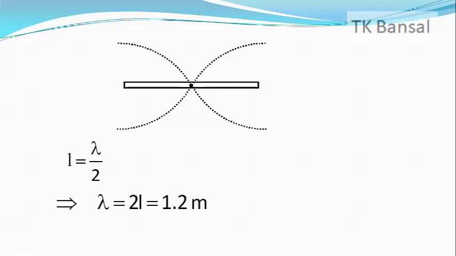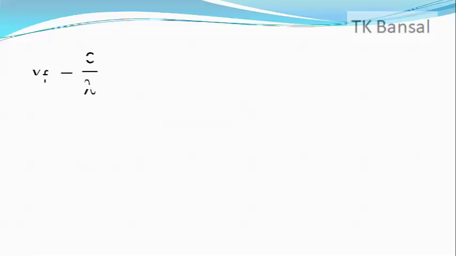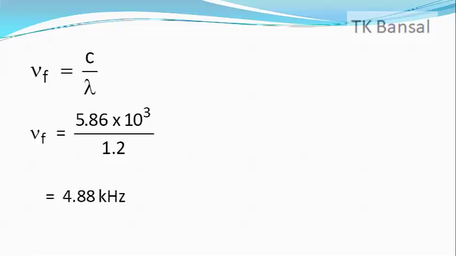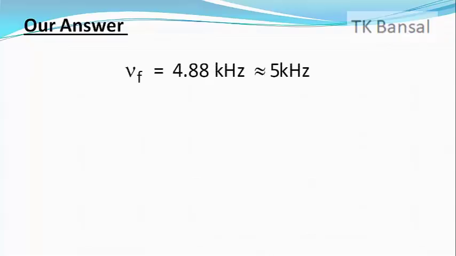Now the fundamental frequency nu is equal to c divided by lambda, which is equal to 5.86 into 10 to the power 3 divided by 1.2, which on simplification gives me 4.88 into 10 to the power 3 Hertz, which is closest to 5 kHz, and my answer matches with the second choice of the given choices.